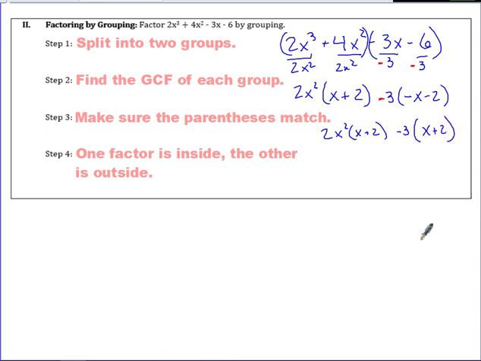And then my final answer, one factor is the inside, so I have x plus 2 in both of these. So x plus 2 is one of my factors. The other is the outside, meaning these two things that I factored out, my two GCFs, they become a second factor, so 2x squared minus 3, and that would be my final answer.